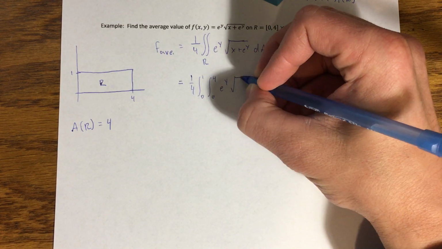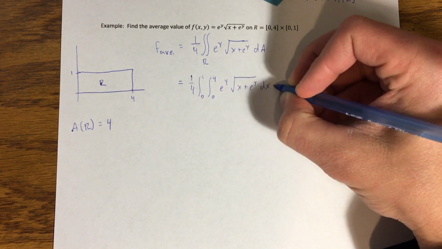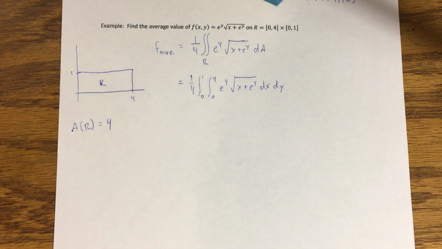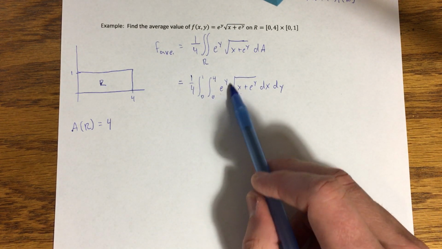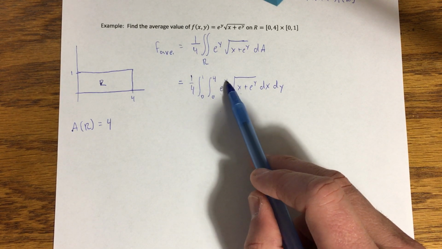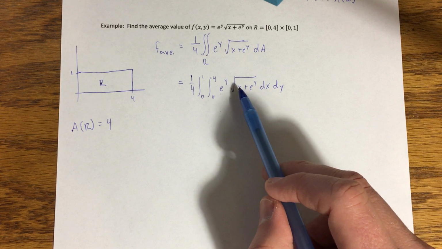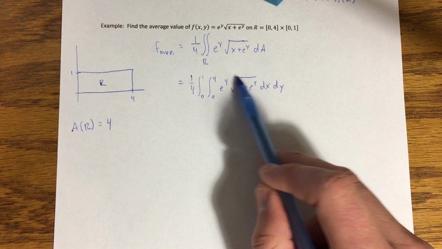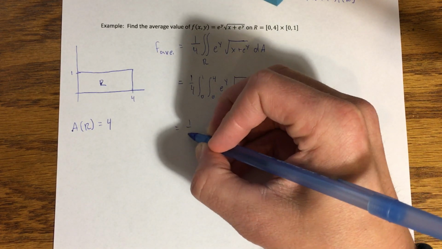So e to the y square root of x plus e to the y, and again, we're doing x first, so dx dy is what that looks like. All right, so if I integrate this with respect to x, this is a constant, which means I could even bring it out right now if I wanted to, but I'm not going to bother. I just need to think of the square root of x plus a constant, okay? So I know what that integral would look like.